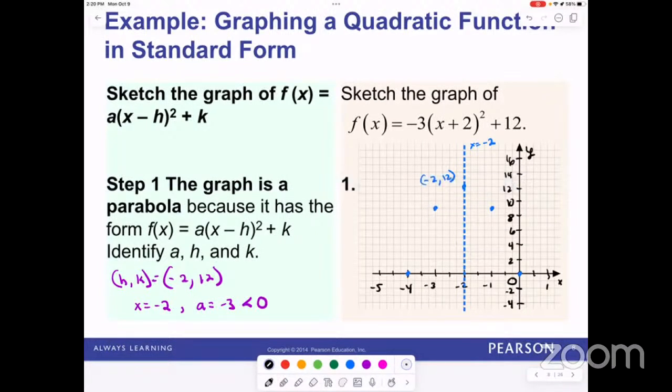Okay. Then to bring it all together, we're just going to connect these dots with a smooth curve. And so basically what we did, we found our vertex, we found our x and y intercepts, we found our axis of symmetry, and then we used the axis of symmetry to find a few additional points, right? And then we're just going to connect all these points with a smooth curve.